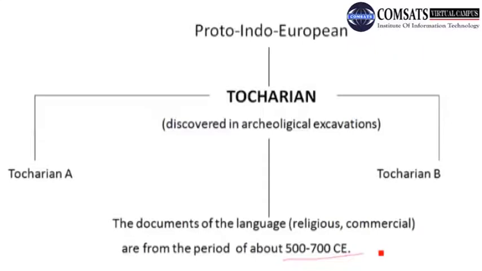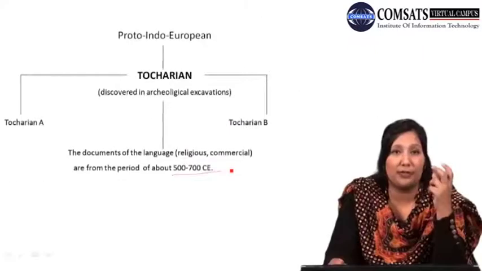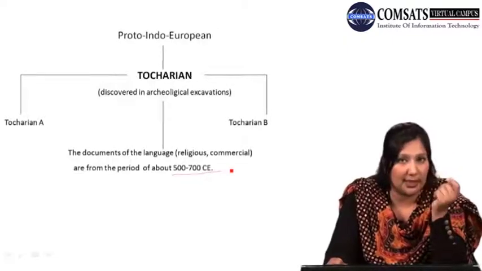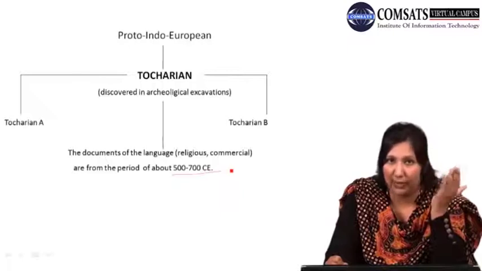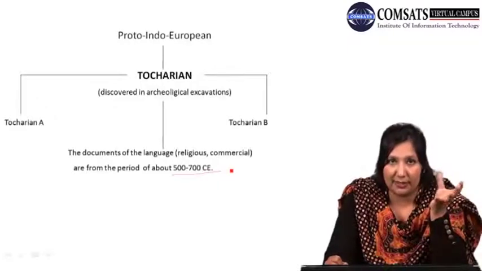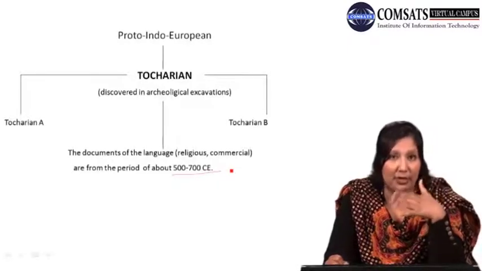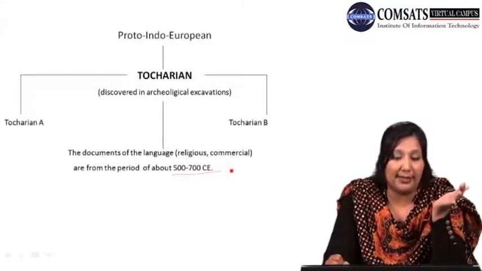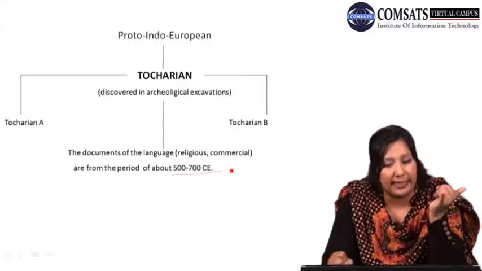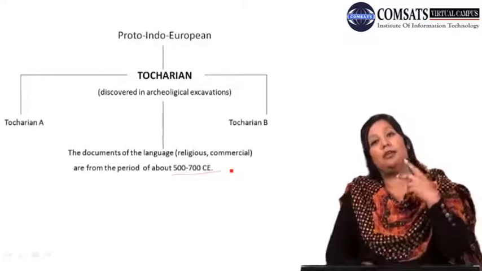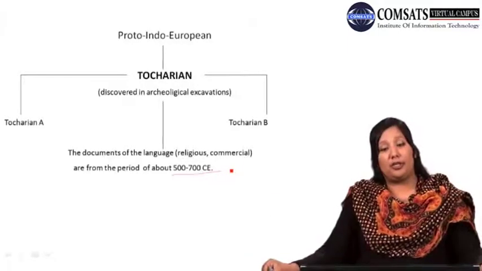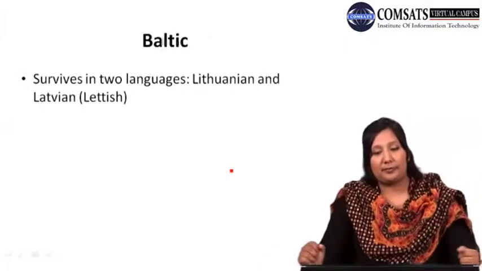And what was the documentary evidence? It was found in two main kinds of writings. One was religious scripts. We found evidence of Tocharian in the religious scripts that were present, as well as commercially, the language that was used was Tocharian in 500 to 700 CE. So we can find its documents in two main domains of life: one is religion and the other is commerce.